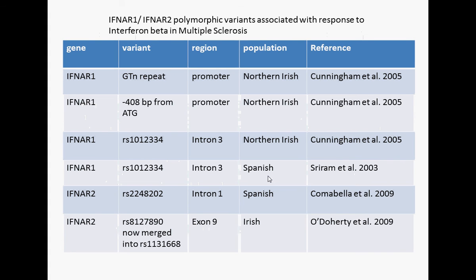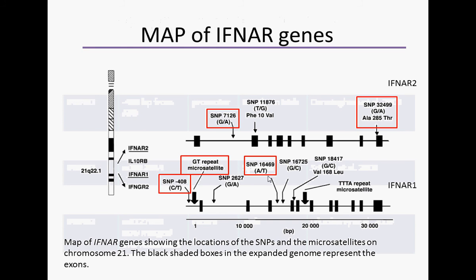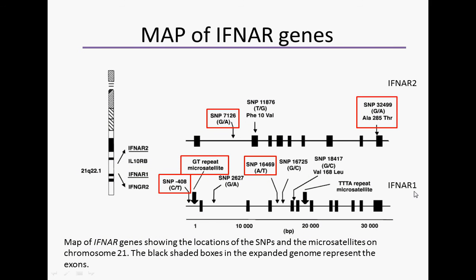Here I show you the polymorphic variants associated with response to interferon beta in multiple sclerosis. This slide shows all the important variants in red for interferon alpha receptor 1 and interferon alpha receptor 2. These sites show association with relapse-free status in patients treated with interferon beta.